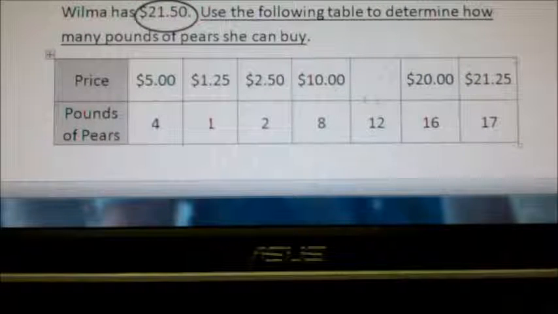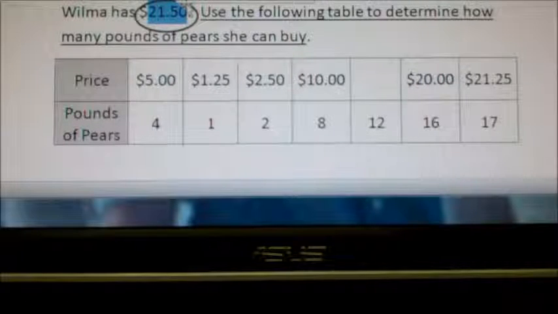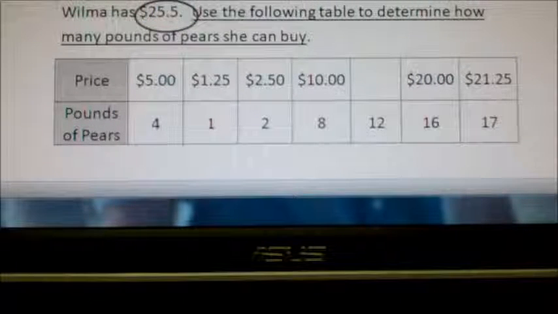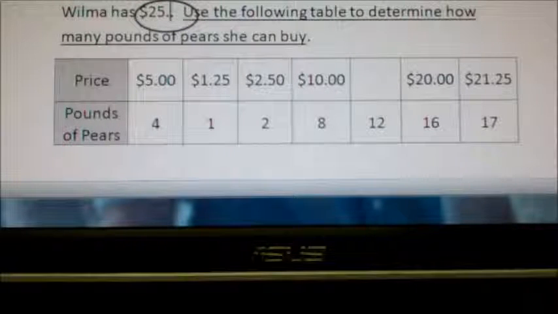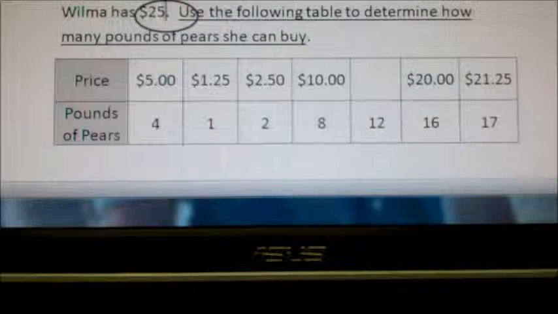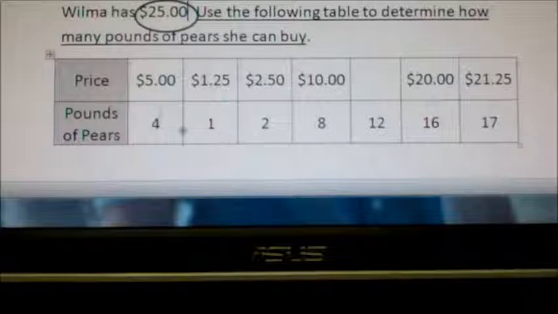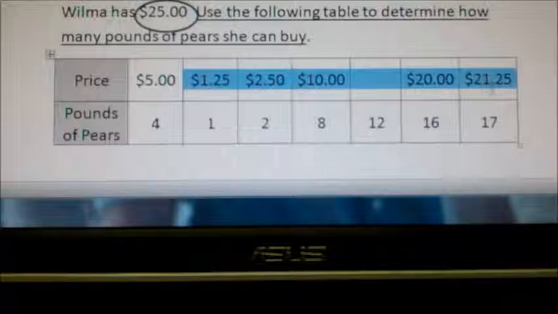I'm going to give you another problem, and all I'm going to do is delete the numbers, and I'm going to actually leave the circles and underlining, and I'm going to make this $25.50. Nah, I'll make it $25. I'll be sweet to you. And now I'm going to get rid of all the money.